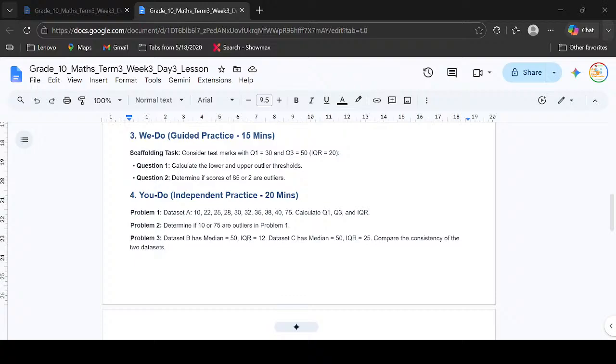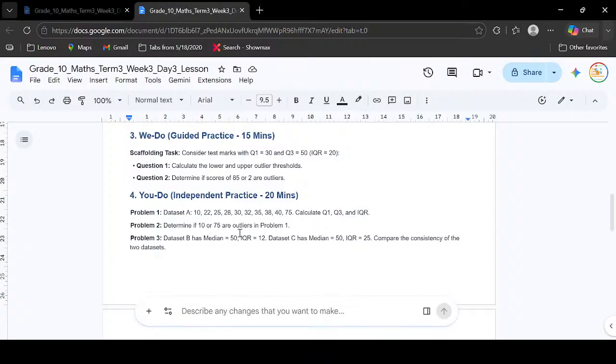Remember there are certain steps that you need to go through. Read the statement. It says problem 1, which is data A: 10, 20, 25, 28, 30, 32, 35, 38, 40, and 75. Let me count: 1, 2, 3, 4, 5, 6, 7, 8, 9, 10. It's 10, so then it's even.